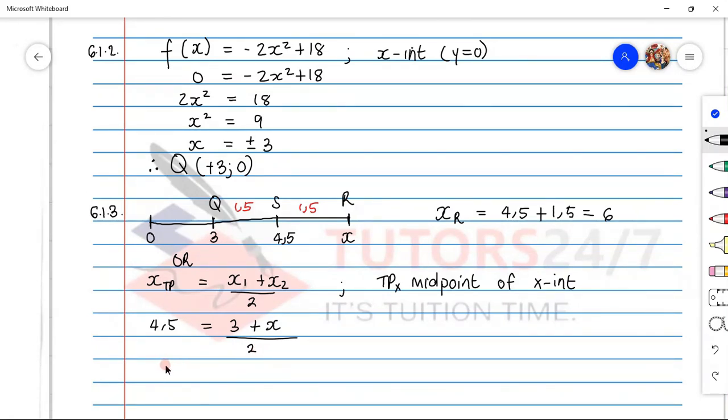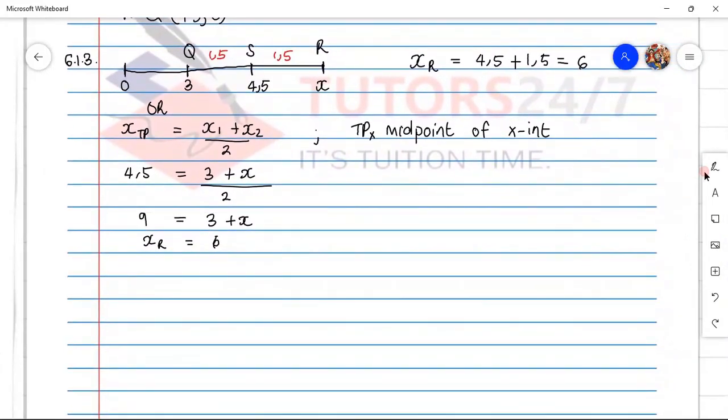We can cross multiply: 4.5 times 2, which will give us 9, equals 3 plus x. From here, we can move the 3 to the other side. So 9 minus 3 will give us an x value of R as 6. So irrespective of which method we use, we'll end up at the same answer, so that we can conclude that the x value of R is equal to 6.